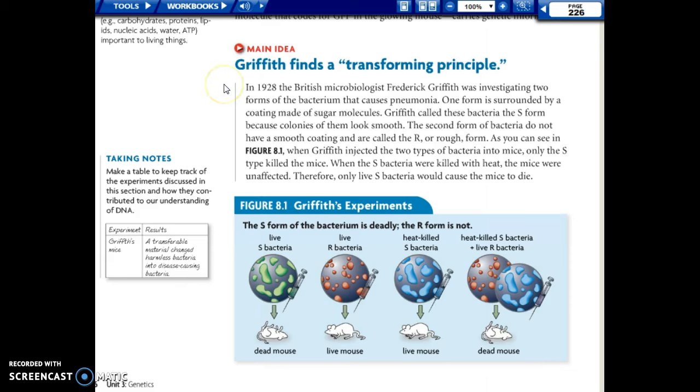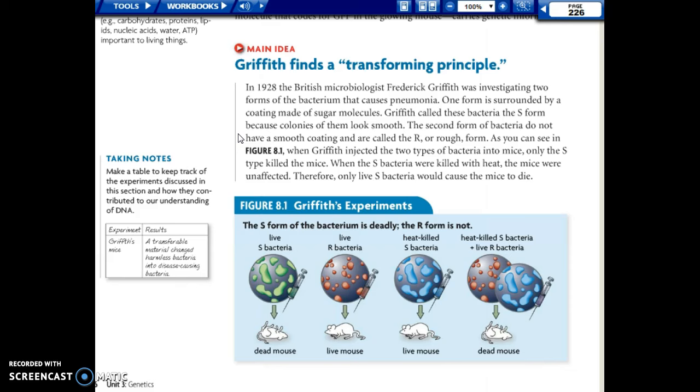The first person we're going to be talking about and the main idea is Griffith, and he found a transforming principle. So think about what transformed means. In 1928, the British microbiologist Frederick Griffith was investigating 2 forms of the bacterium that causes pneumonia. One form is surrounded by a coating made of sugar molecules. Griffith called these bacteria the S form because colonies of them look smooth. The second form of bacteria do not have a smooth coating and are called the R, or rough form.